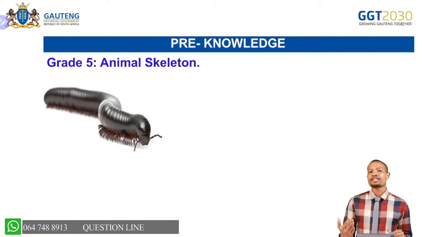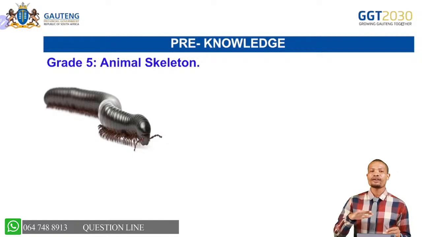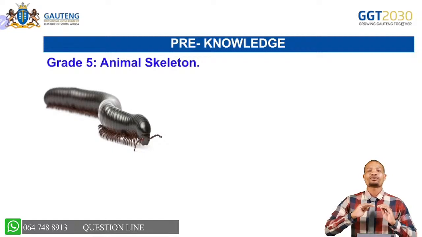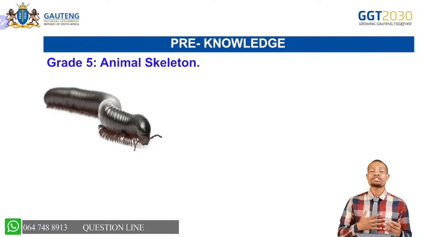The other type of skeleton is called an exoskeleton. An exoskeleton is outside the body. It covers the body from the outside. It protects the fragile organs that are inside the body, but on the outside. So it comes in different shapes and forms.